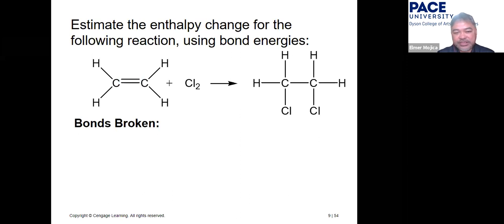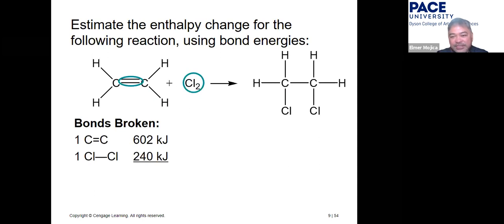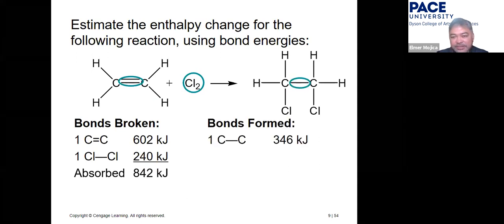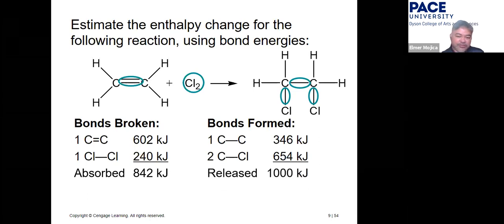So if you have this reaction, as you could see here, there's a breaking of the double bond to form a single bond, okay? And in addition to that, you also form a bond with chlorine. So the bonds that are broken here are the double bond of your carbon and the bond that holds the chlorine together. Now the bonds that are formed, okay, are the single bond and the two carbon-chlorine bonds, and it's equivalent to this amount of energy.